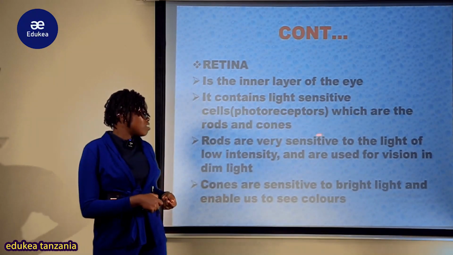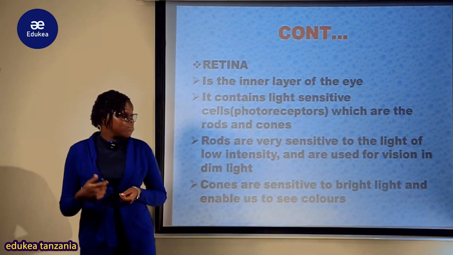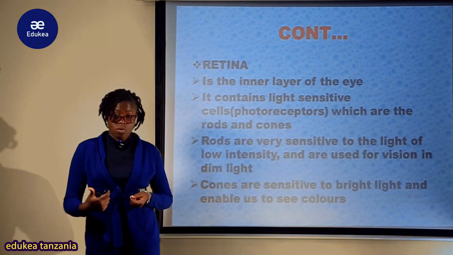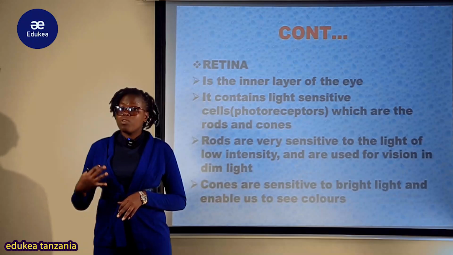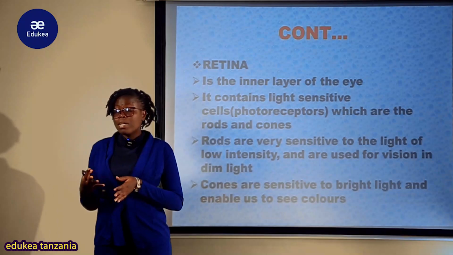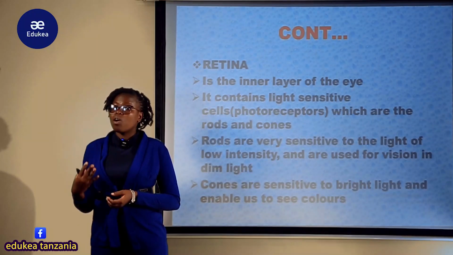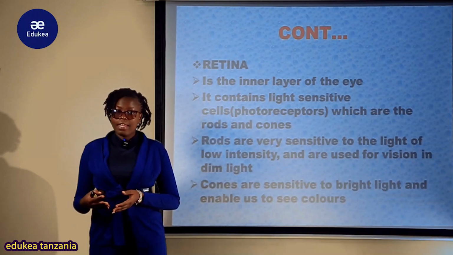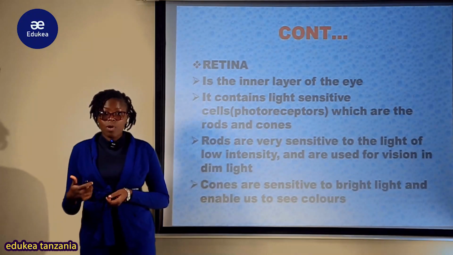So rods are very sensitive to light of low intensity, katika dim lights. Hawa ni kwa wale nocturnal. Unaweza kujiuliza kwa nini nocturnals? Example za nocturnals kuna owl, kuna bundi, kuna bat ambaye ni popo, huyu ni mammal. Popo anakuwa much active during the night, ambapo kuna dim light na anaweza kuona kwa sababu ana concentration of rods ambayo inasaidia kuweza kuona katika dim light. Hawa ni nocturnal organisms.